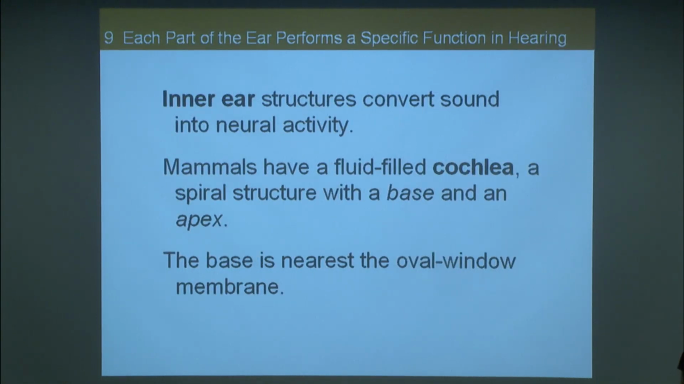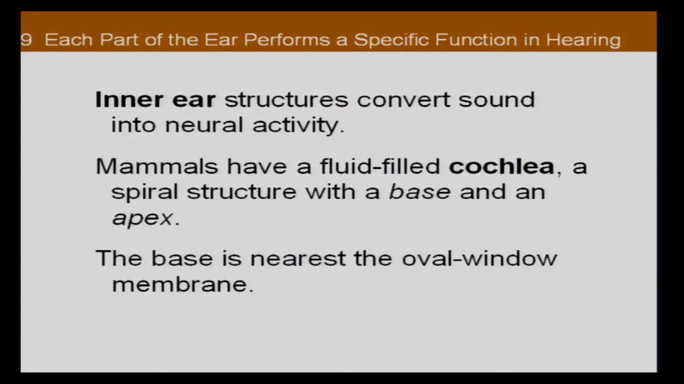Okay, so let's talk about the inner ear. The inner ear converts sound to neural activity. So here you're familiar with this. All of these sensory systems have a particular structure that is helping you convert external information into neural activity. And in the auditory system, it's the inner ear. In mammals, the main structure within the inner ear is called the cochlea.